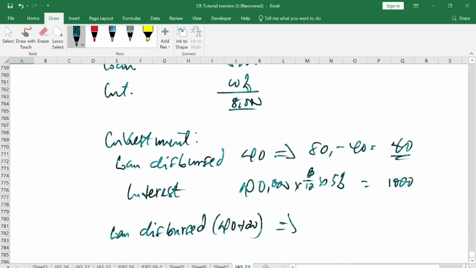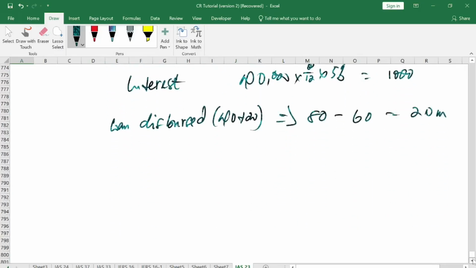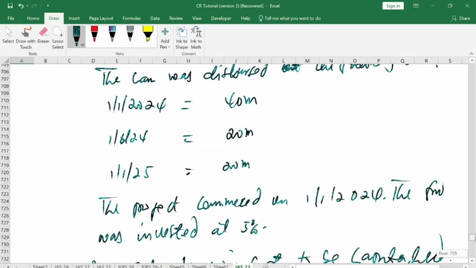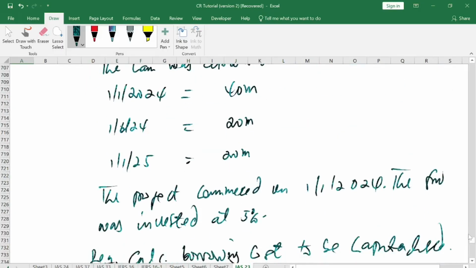So what do we see here? You will have 80 minus 60. You have 20 left. This 20 you have left is what you use to calculate your interest again. So you will have 20 million, or 20,000, multiplied by 5% interest. And when is our next payment? 1st January 2025. So we can calculate it up to the end of the accounting year, 31st. So how many months? 6 months.